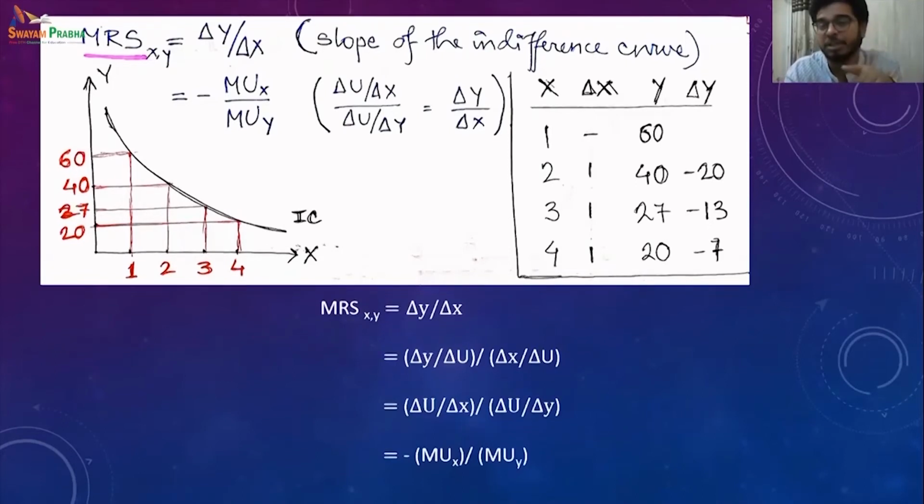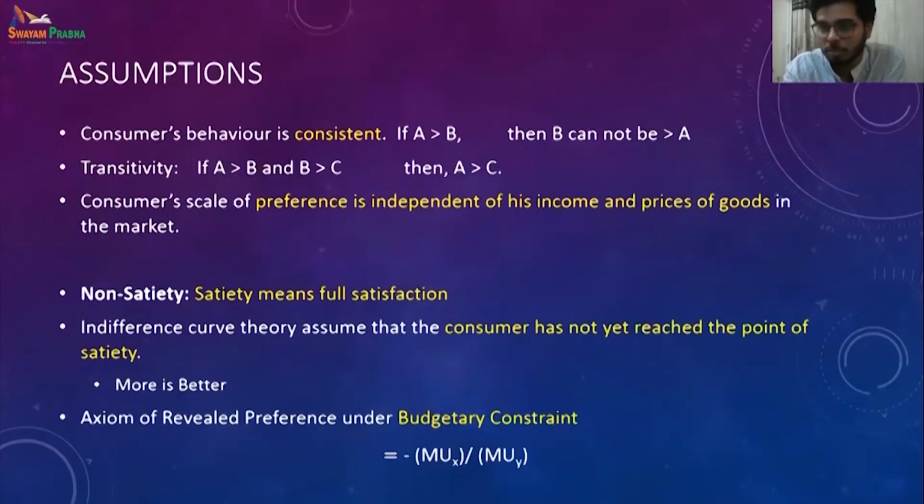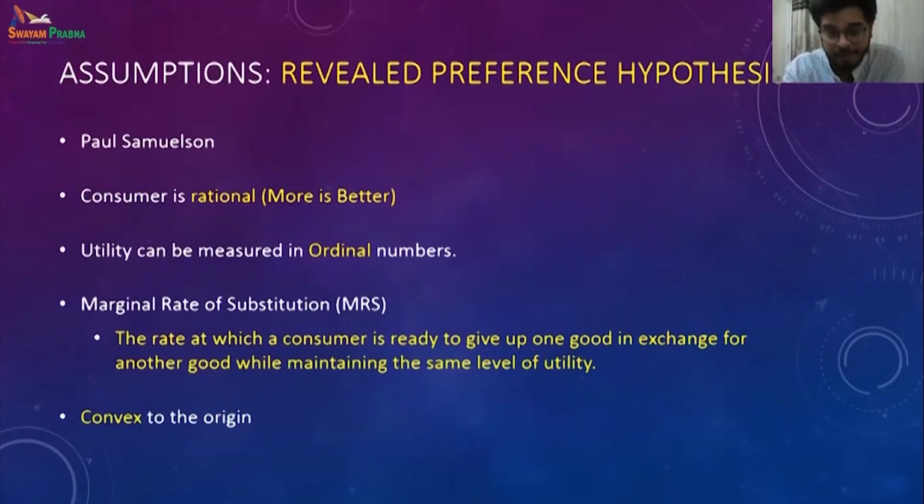When they are moving from 2 to 3, how much are they sacrificing? Now with 3 of X, they are having 27 of Y. So how much did they sacrifice? 13. With 4 of X, how much Y are they having? 20. So they are sacrificing 7. So the marginal rate of substitution does not remain the same for even a single consumer. I will come back here.